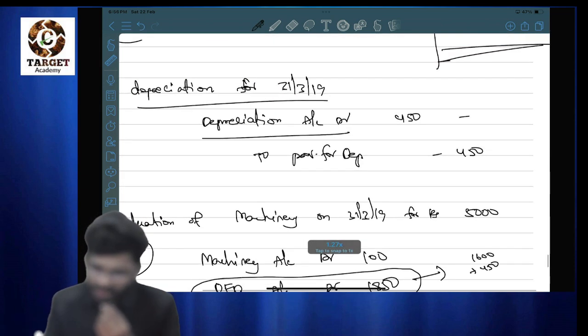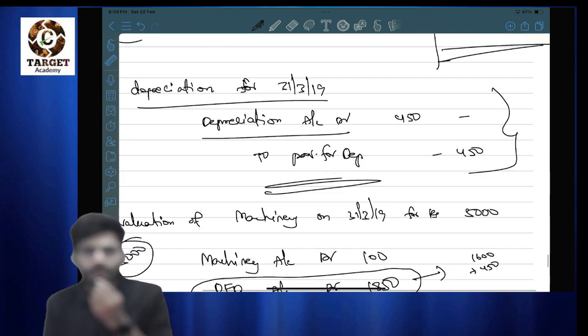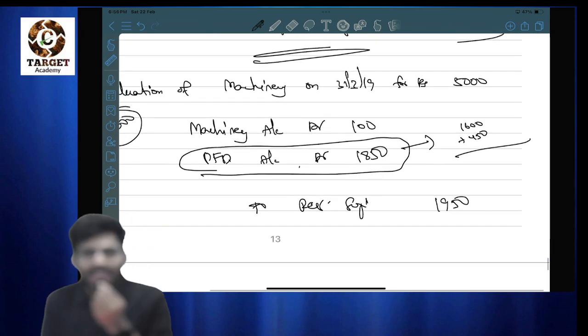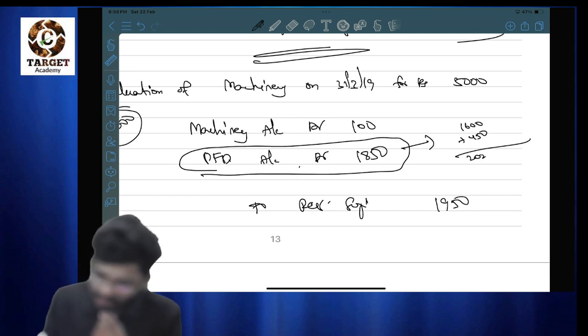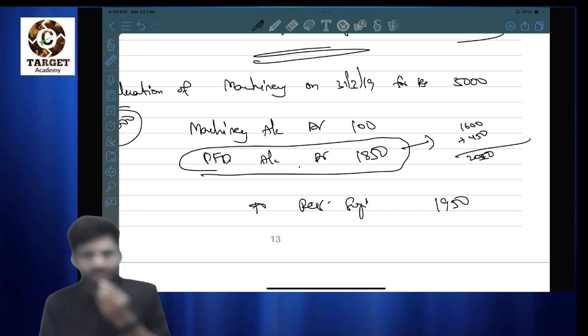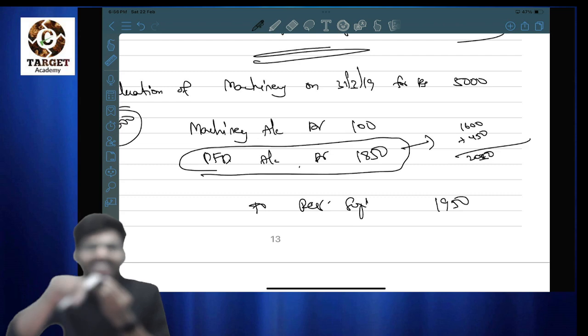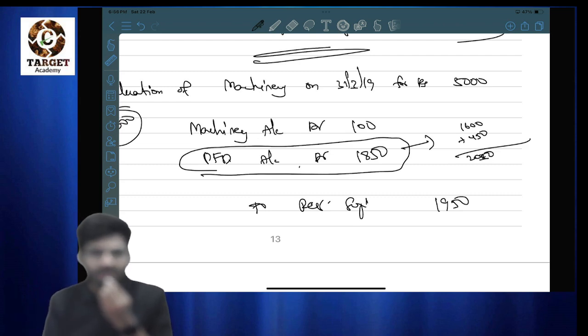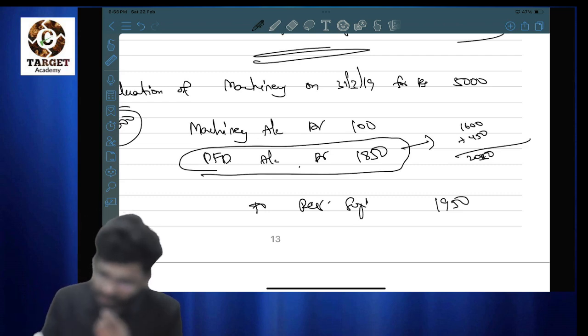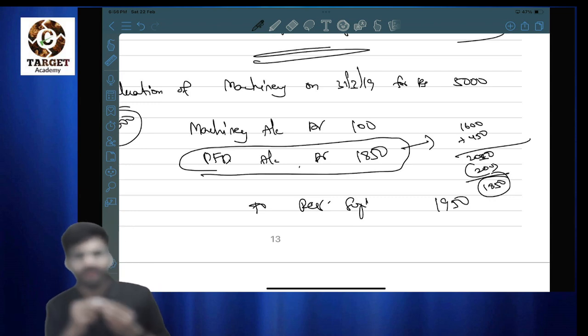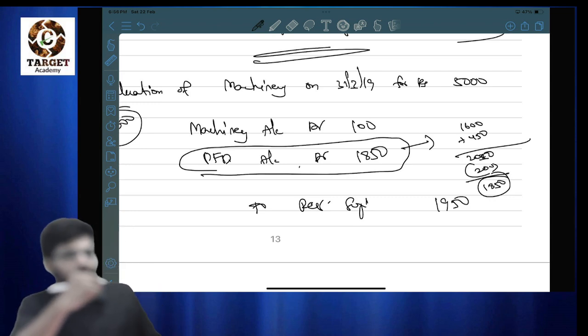Correct or not? See the entry. Again provision for depreciation credit balance 450. Total 2250. Correct? 2050, sorry, 2050. One asset is being derecognized, so its provision for depreciation will also get closed. How much? 200. What is the balance here? 1850. This 1850 should be reversed. Correct or not? Yes or no?